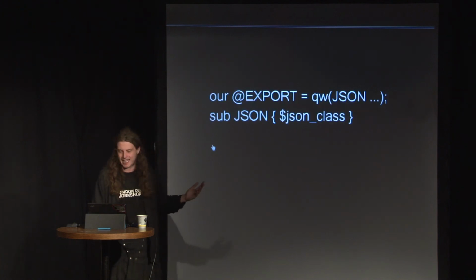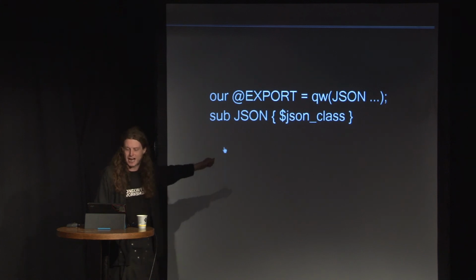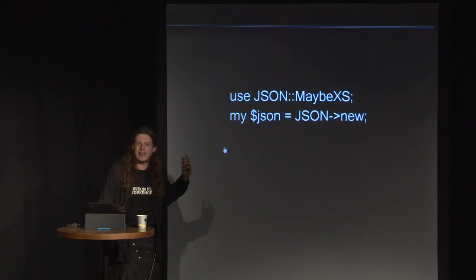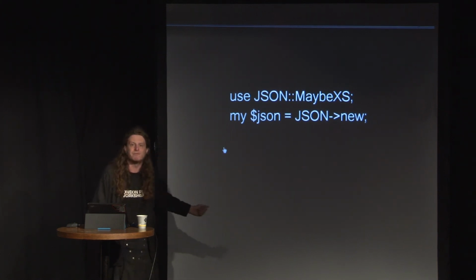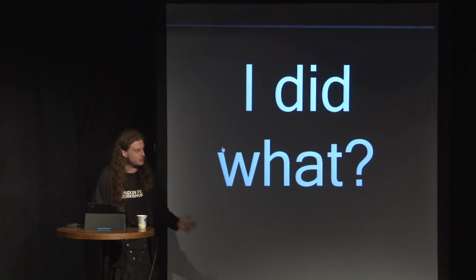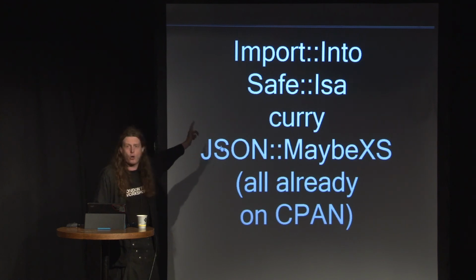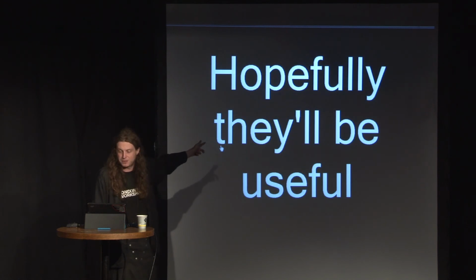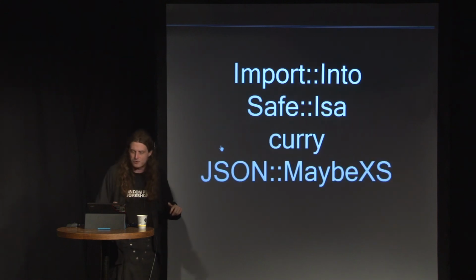So JSON::MaybeXS defines a sub JSON that returns the JSON class that's been selected and exports it. And in code, I can add use JSON::MaybeXS. The calls to JSON->new that I already have carry on working, and everything is just fine. So I did what? These four. They've all been on CPAN for a while. They've all had multiple releases. Hopefully they'll be useful. And hey, sufficiently encapsulated insanity is indistinguishable from a feature. Thank you very much.